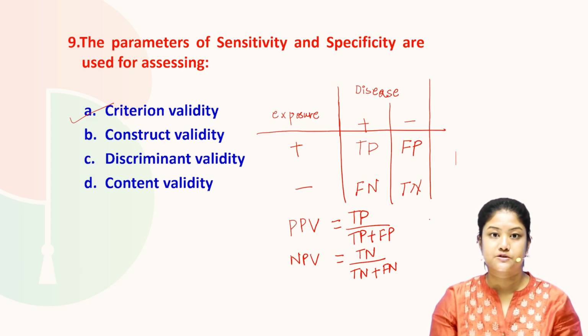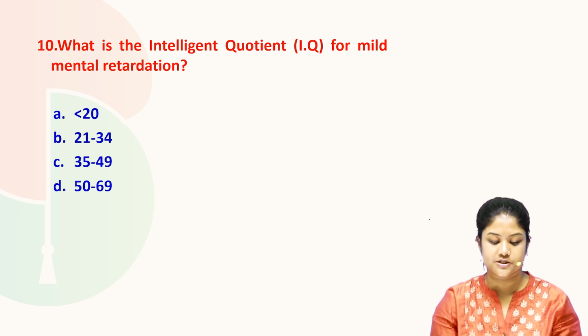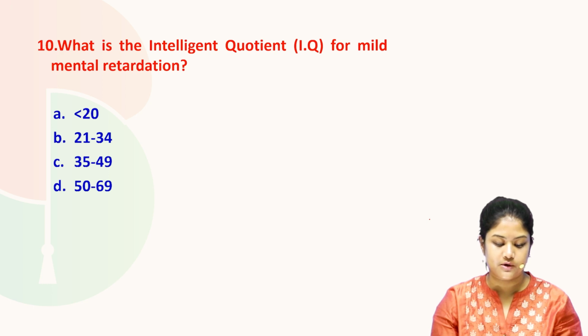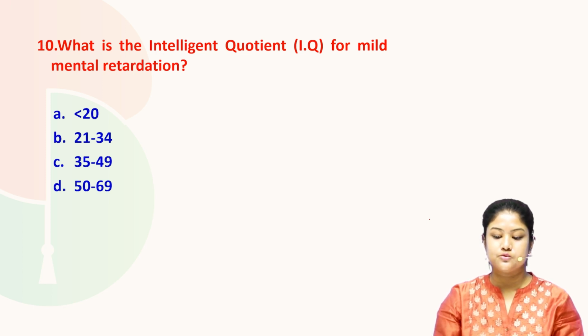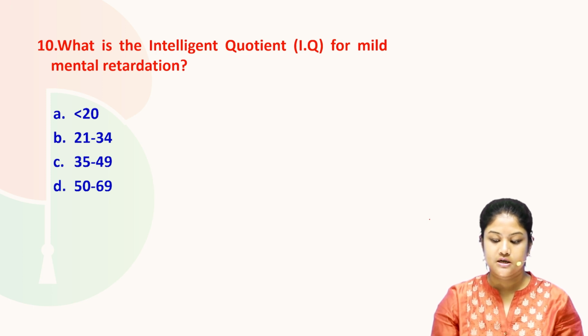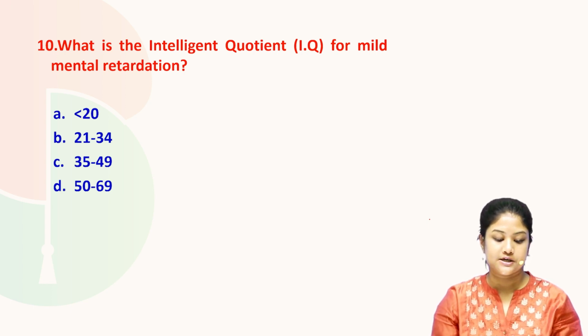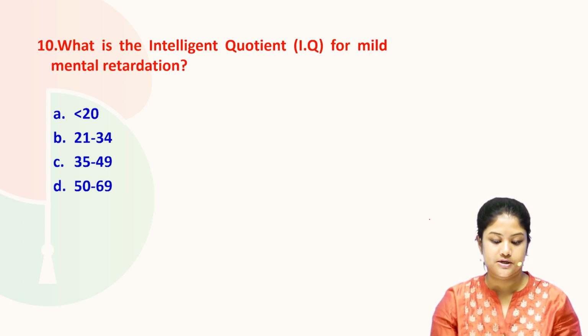Let's move into our next question now. Our next question says, what is the intelligence quotient, that is IQ, for mild mental retardation? We are given option A less than 20, B 21 to 34, C 35 to 49 and D 50 to 69. First of all, we should know how to classify IQ levels according to mental retardation, levels of intelligence, and what basically IQ is. So let's look into our explanation first.